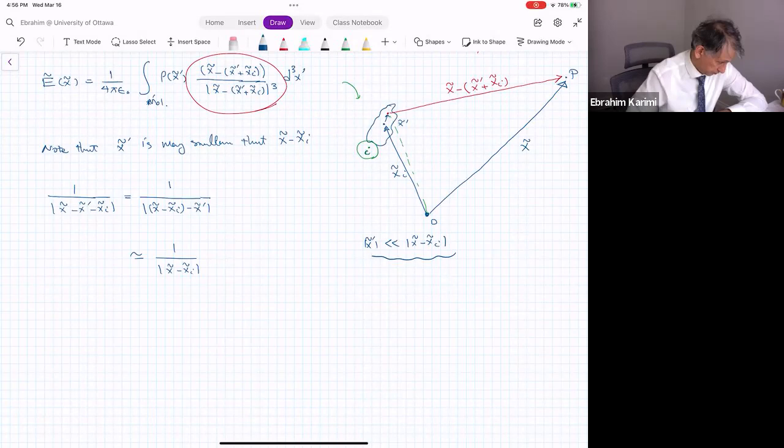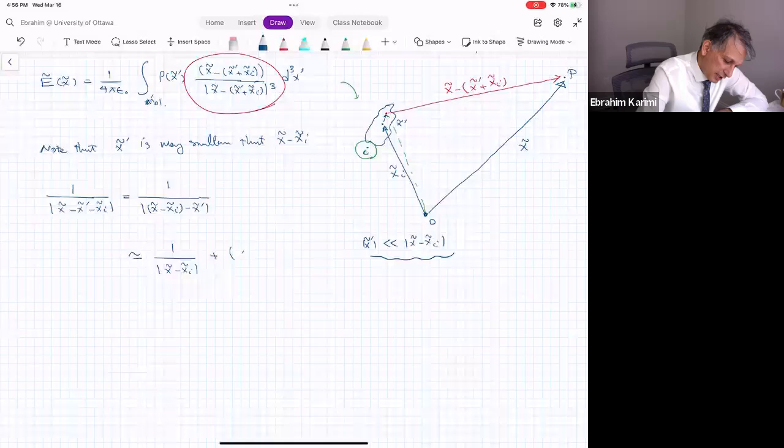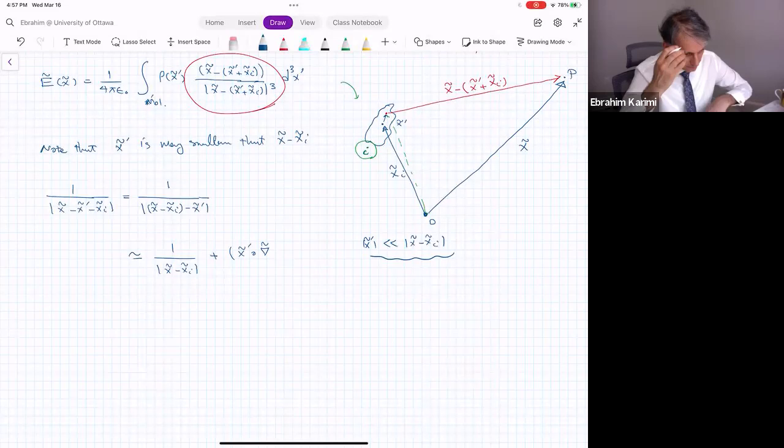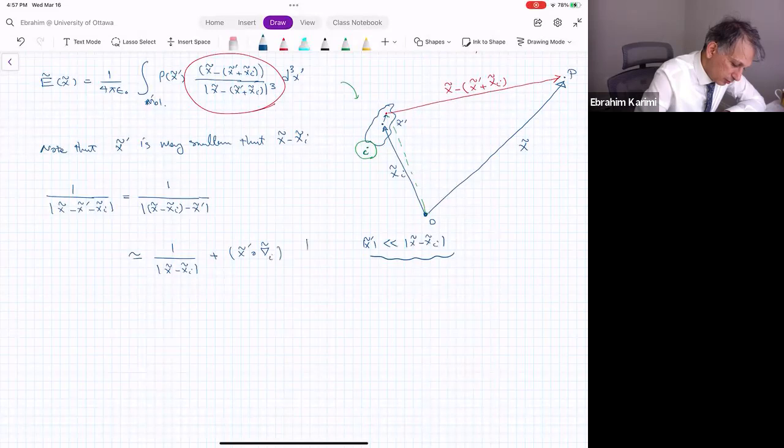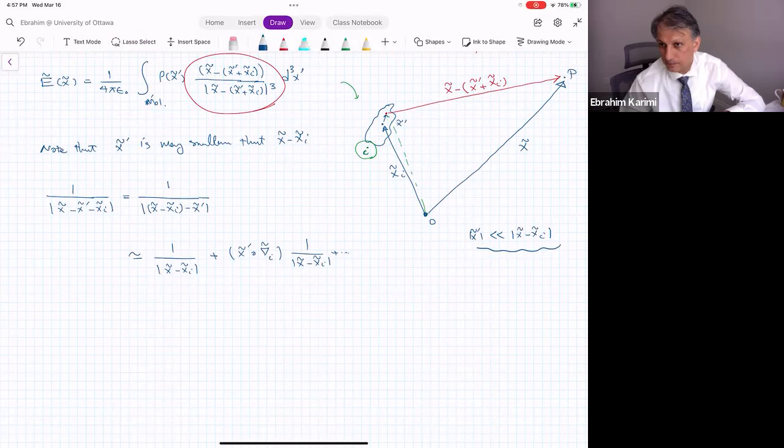Plus x prime dot del, right? This is what we have done just a few seconds ago with respect to xi, then 1 divided by x minus xi, plus the other terms, which I don't consider for the time being. Good? All right? Perfect. Because the point of observation is fixed, by the way. This is what we do.